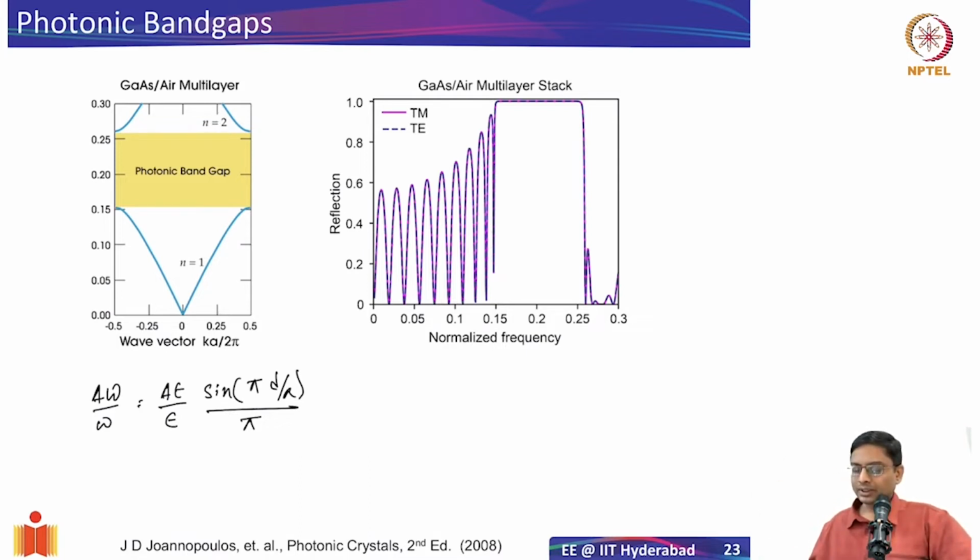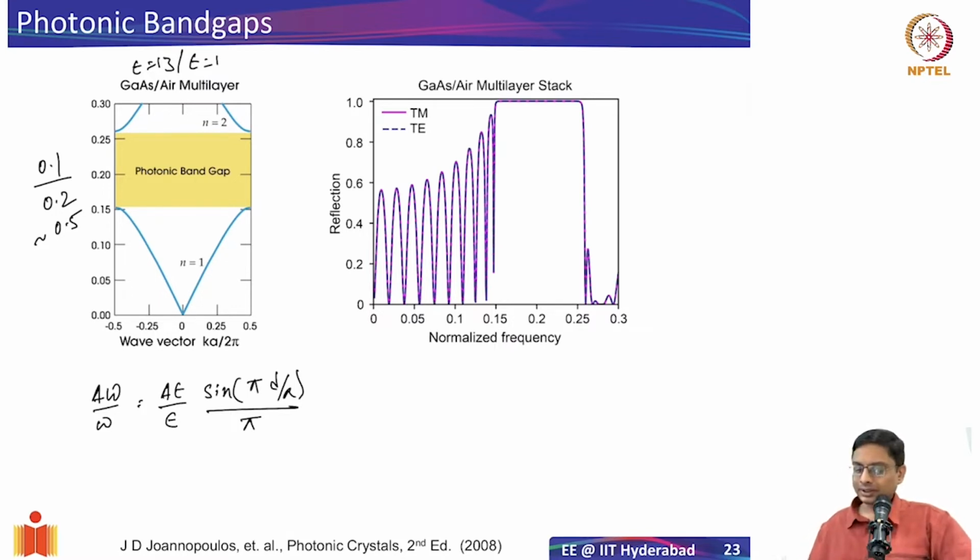In the gallium arsenide and air multilayer, gallium arsenide has a permittivity of epsilon equal to 13, and air has a permittivity of epsilon equal to 1. We looked at the picture last time and analyzed this. Delta omega is basically from 0.15 to 0.25, so 0.1, and dividing by the mid-gap frequency of 0.2, we said the ratio was about 1 by 2, so 0.5. But we didn't verify whether the expression at the bottom gives that. So let's try to compare.